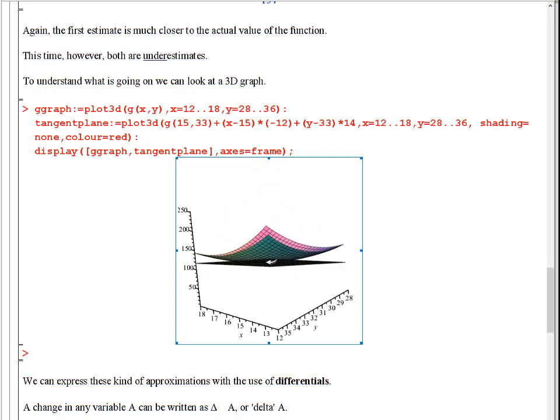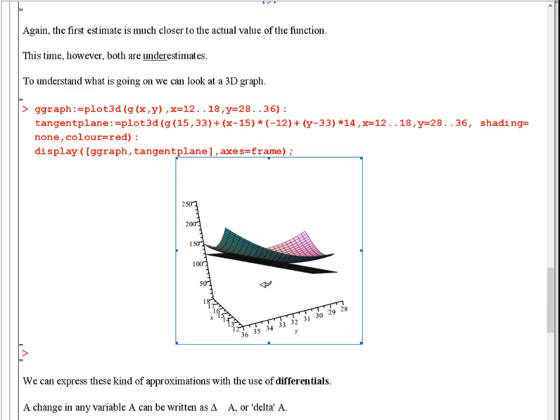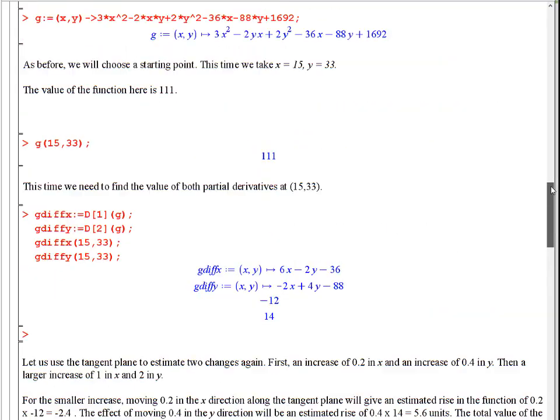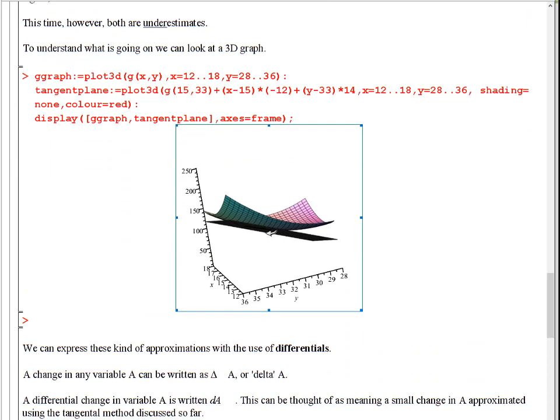That's where it's touching. And then both the increases that we did, we're moving away from that point, but to get the estimate using the derivatives, we're moving on this black tangent plane instead of moving on the surface. So you can see that's why in both cases, this time it's below. That's because the graph is convex instead of concave. It's bending upwards away from the tangent, whereas the previous one was bending downwards like that. So that's why they're underestimates. But as before, you can see that as you move further away, then the plane is getting further from the surface, so the approximations are less good.